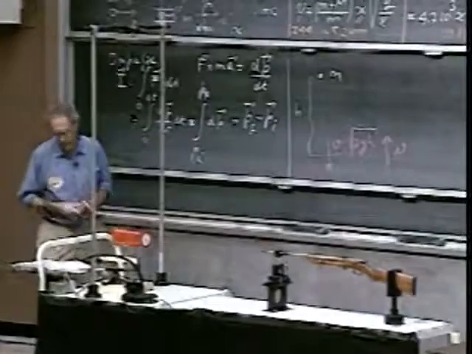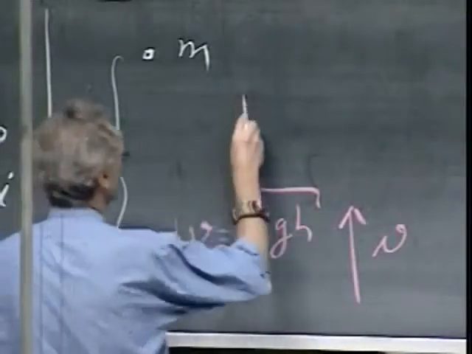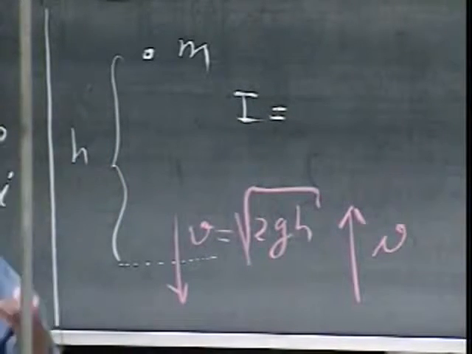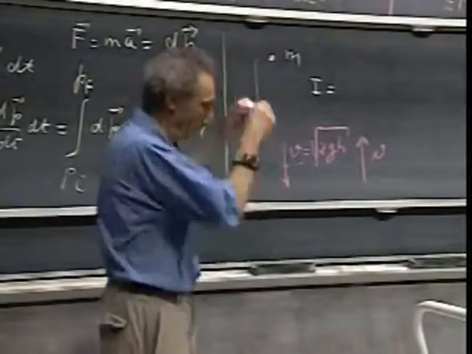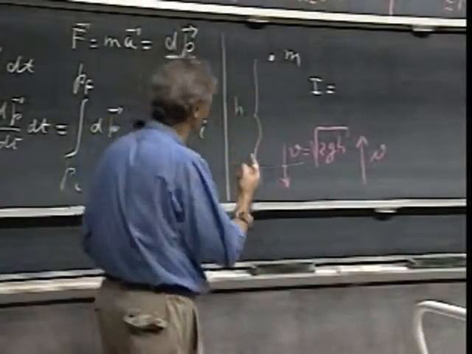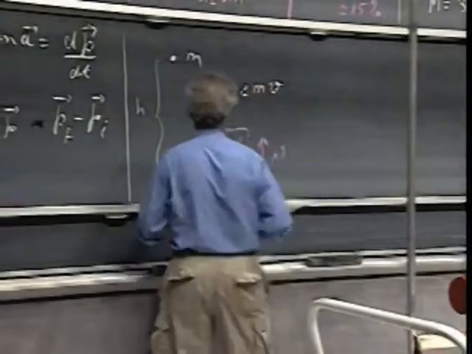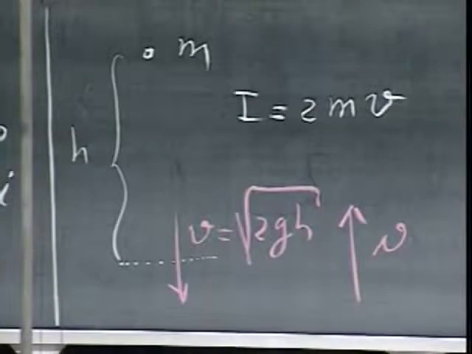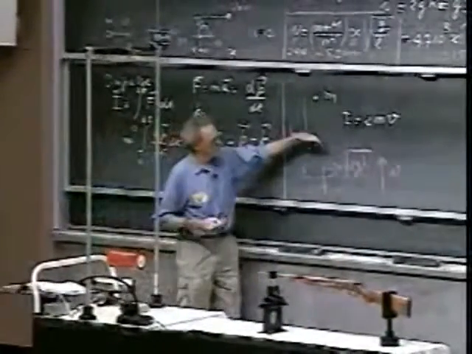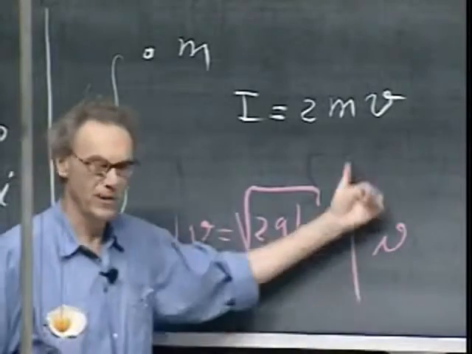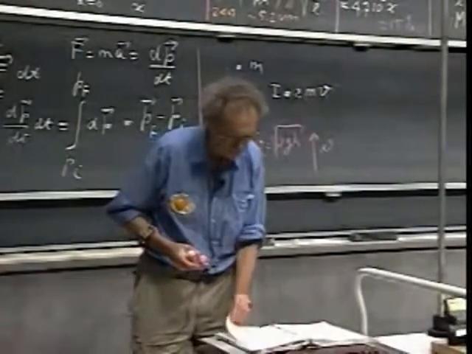And if that were indeed a completely elastic collision, then you can see that the impulse that is given to the ball as it hits the floor equals 2mv. The ball changes its momentum. It was first mv in this direction, and now it's mv in this direction, so the change is 2mv. So an impulse is given to the ball.